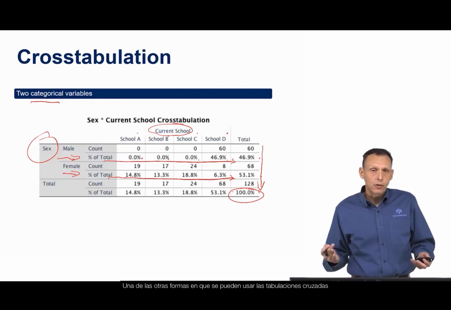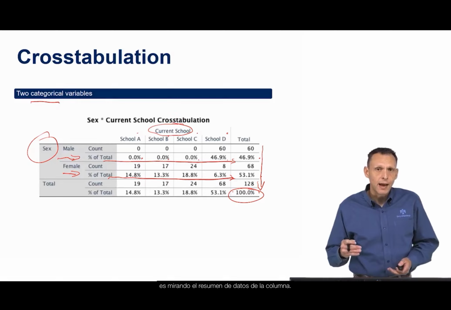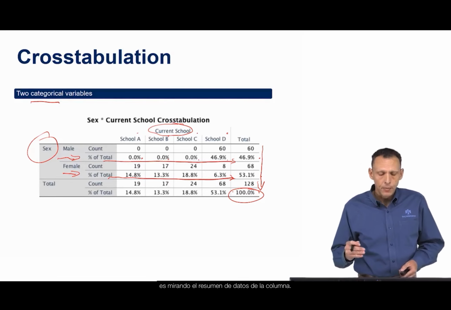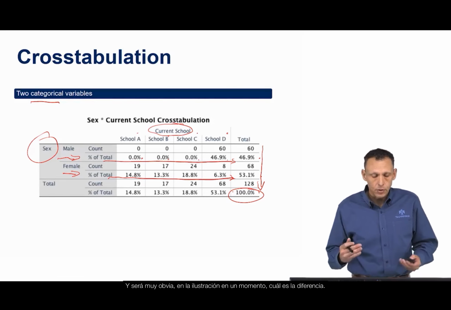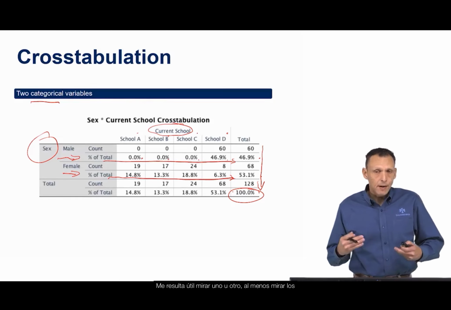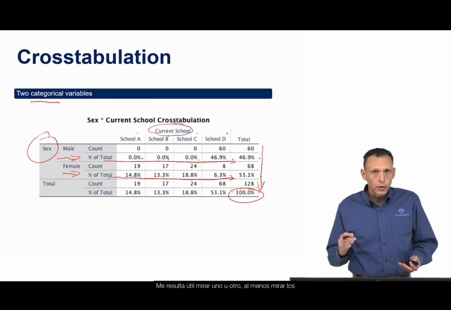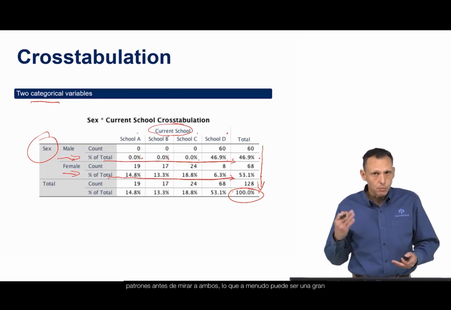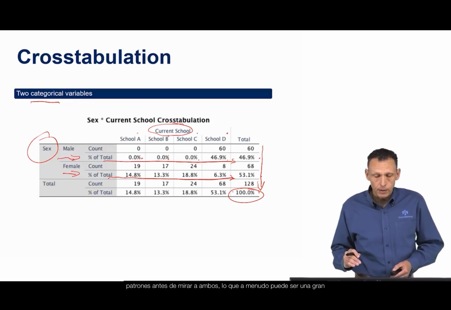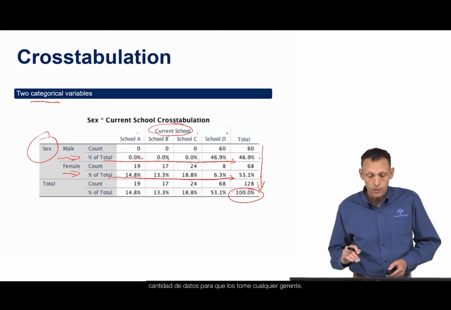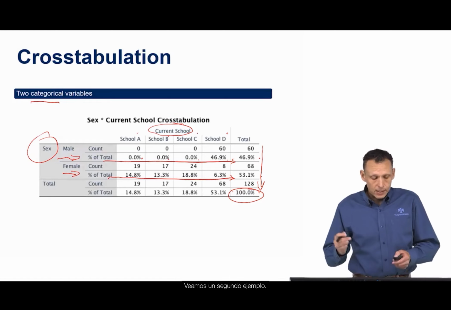One of the other ways that crosstabs can be used is by looking at column summary of data, and it'll be very obvious in the illustration in just a moment what the difference is. So I find it useful to just look at one or the other, at least to look at the patterns before I look at both, which can often be an awful lot of data for any manager to take in. Let's look at a second example.